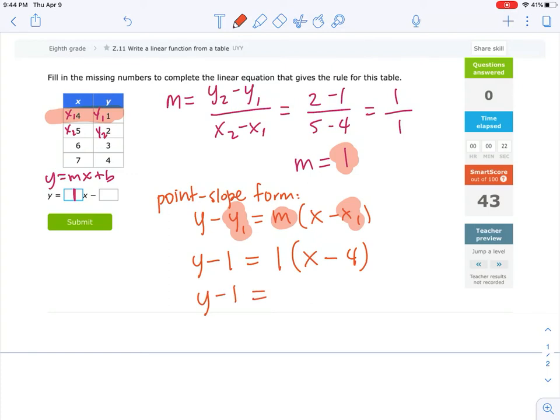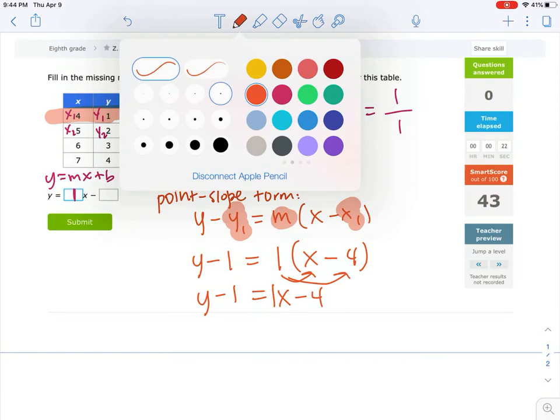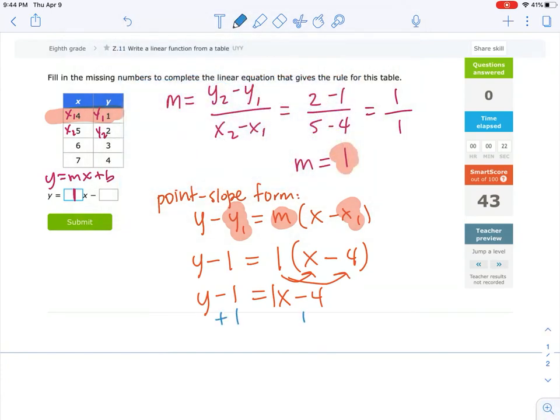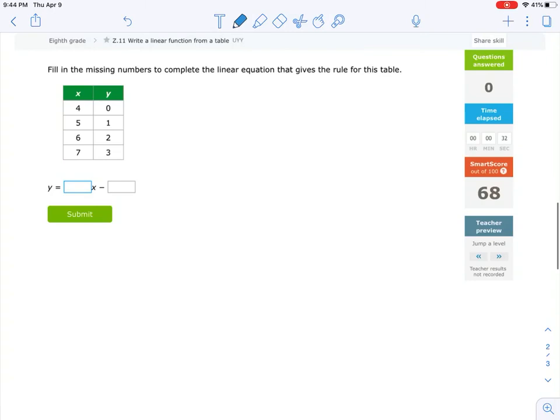So we solve this for y to find b. First, we distribute the 1, which doesn't change anything. It's still just 1x minus 4. Then we need to add 1 to both sides. So our final answer, y equals 1x minus 3. Notice that the minus is already there for you. It already has a minus sign before the box. So we just have to put a 3 in the box and hit submit.